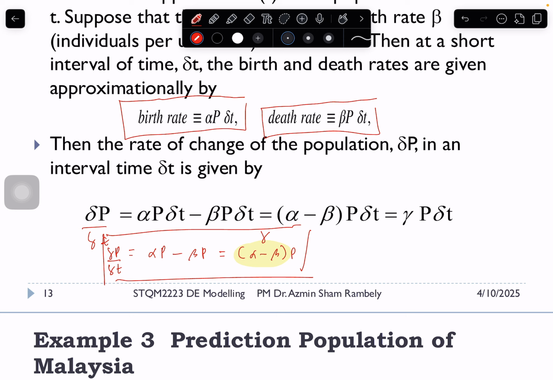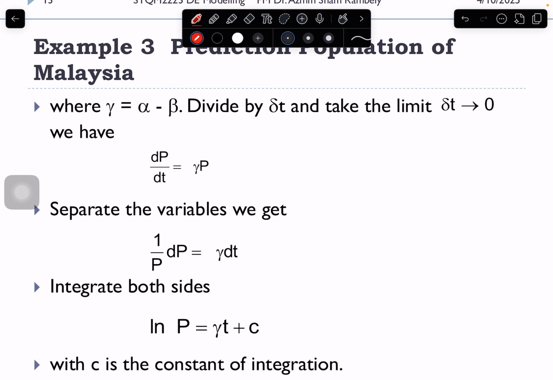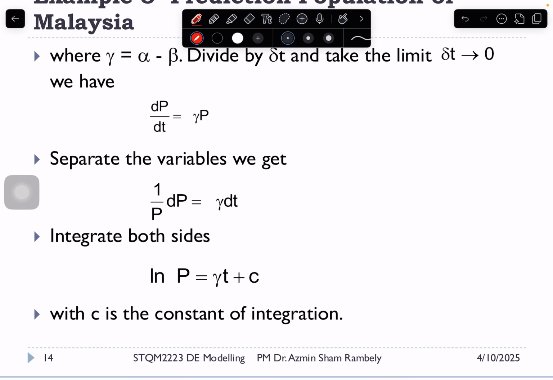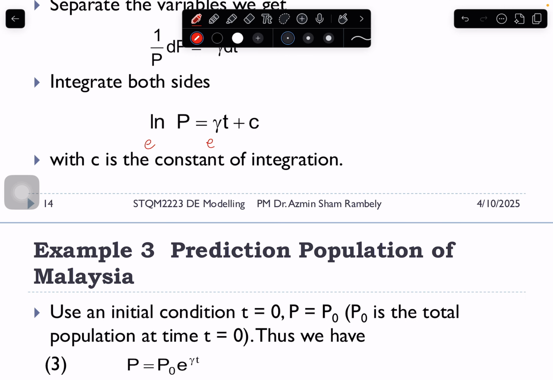So gamma is the difference between the birth rate and the death rate. For a simpler model, we're going to have dp dt equals gamma p. A very simple population model. You can solve this by separating the variables. I'm not going to do this. Once you have ln p, take the exponential function on both sides. So we're going to have p of t equals k e to the gamma t, just as what we did previously. That is the general solution.